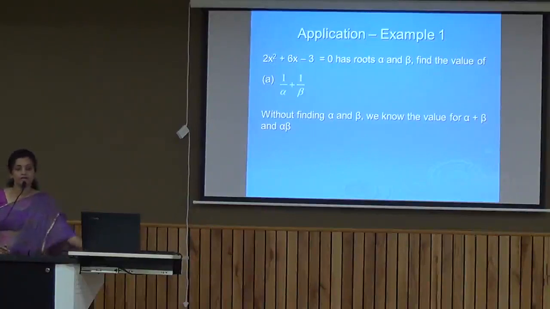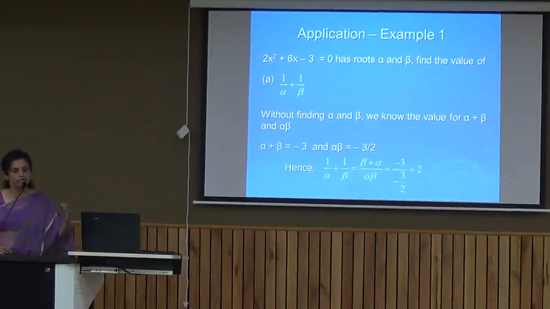Now compare. Sum of roots is minus b by a. What is b here? 6. What is a? 2. What is c? Minus 3. So minus b by a is going to be minus 6 by 2, which is minus 3. What is alpha beta? C by a. That is minus 3 by 2. Look at this. Alpha plus beta is minus 3. Alpha beta is minus 3 by 2.